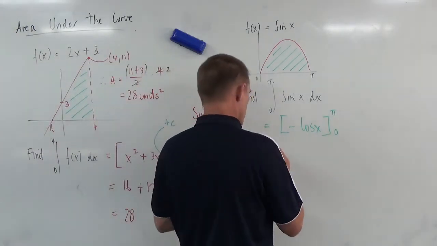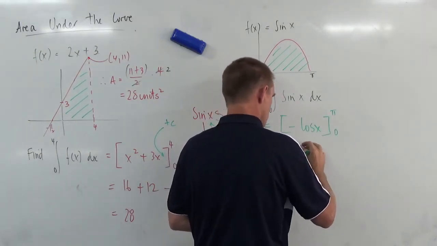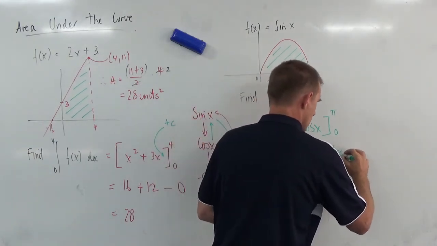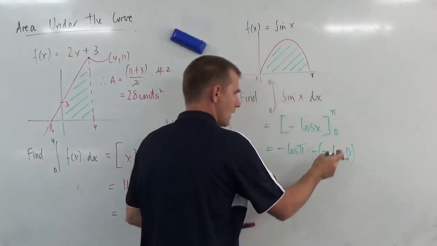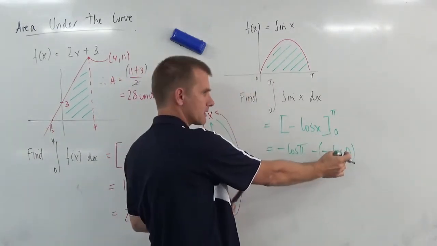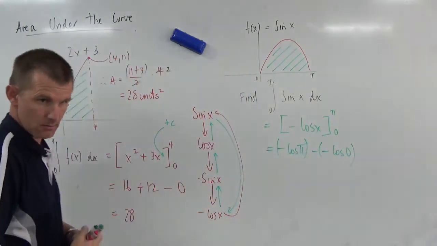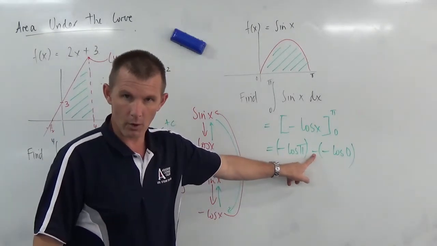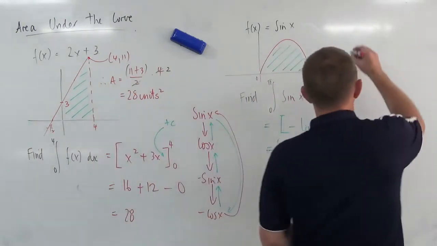So I'm just going to write this one out a little bit neater here. Minus cos of x, we'll put pi in. Minus cos of 0. Okay? See this as that's the second part. You know the formula that I just had here? That's the second part. That's the f of a. This is the f of b. B being your upper limit, a being your lower limit. And we're subtracting one away from the other. So don't mistake that.